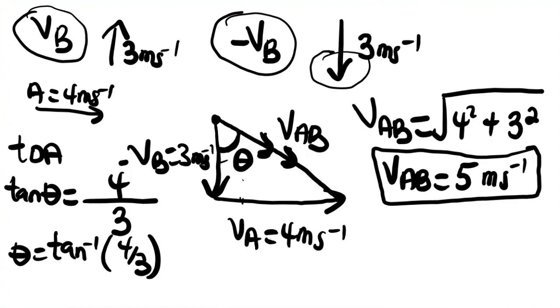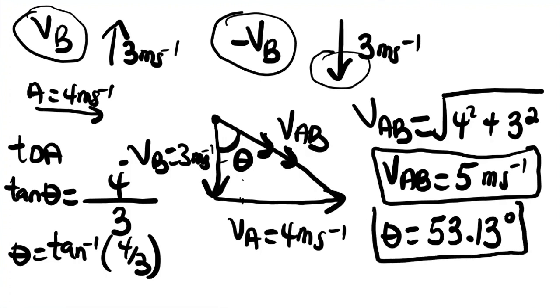Okay, so I have 4 over 3, right? 4 over 3. So I got theta. The answer for theta is equal to 53.13 degrees. So this is the direction. So the relative velocity is a magnitude of 5 meters per second, at an angle of 53.13 degrees from B.